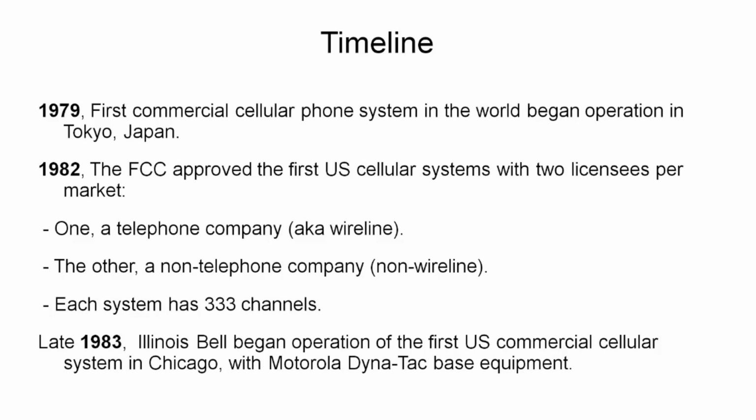In 1982, the FCC approved the first U.S. cellular systems with 2 licensees per market. One, a telephone company, aka a wireline, and the other a non-telephone company, aka a non-wireline. Each system had 333 total channels. In late 1983, Illinois Bell began the operation of the first U.S. commercial cellular system in Chicago with the DynaTAC base station equipment.